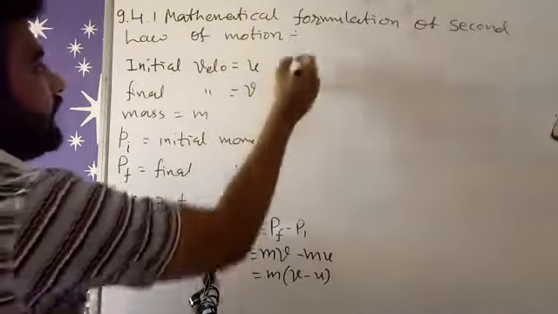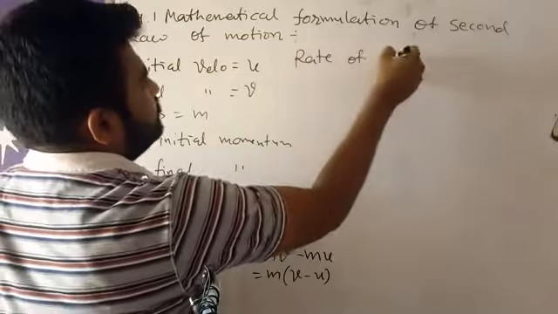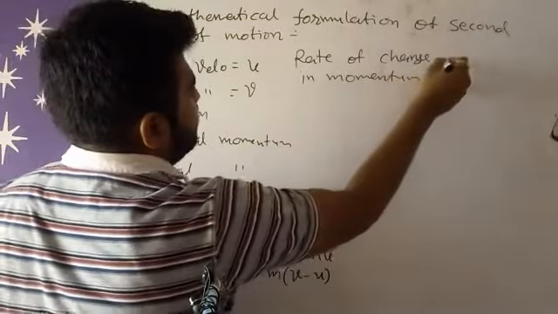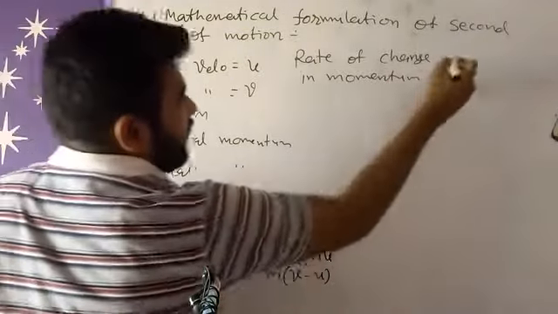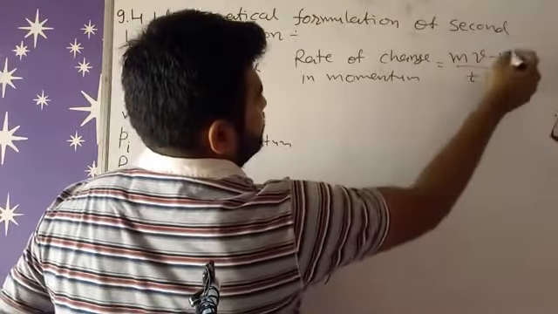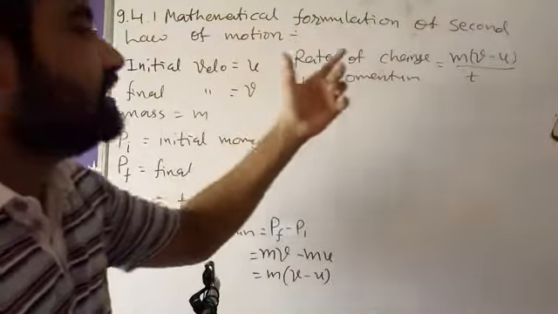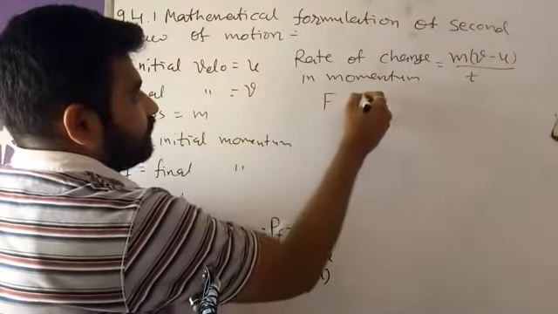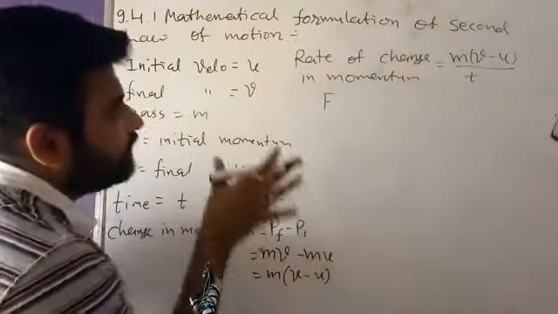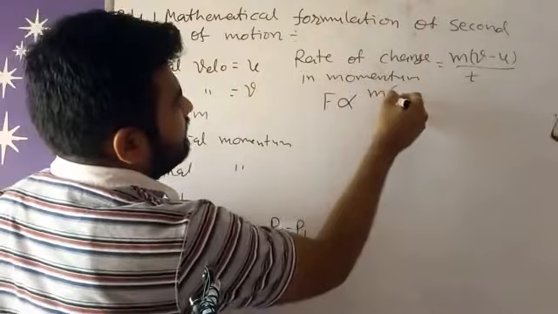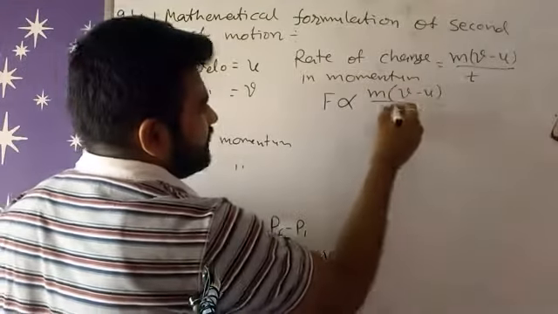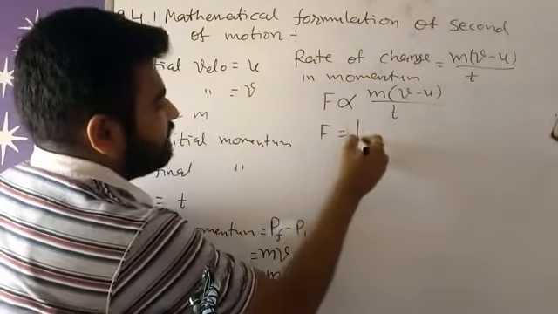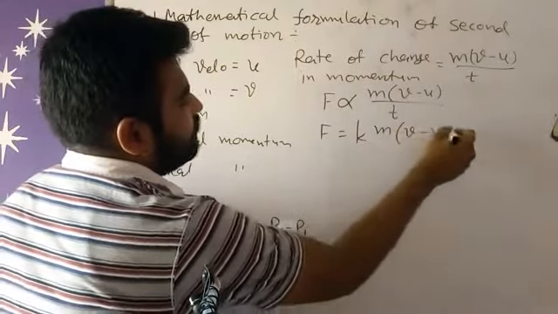Now if I find the rate of change in momentum, it is equal to m(v minus u) upon t. So that is called the rate of change in momentum, simple. Now this equation relates to force. The force exerted on the object is directly proportional to the rate of change of momentum. If I remove the proportionality sign, there will be an equal sign and one constant, so F equals k times m(v minus u) upon t.